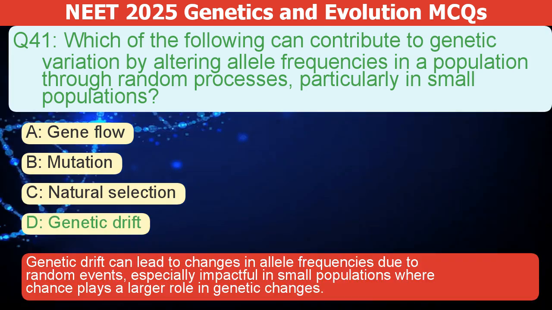Genetic drift causes allele frequency changes due to random events. This is especially important in small populations, where chance has a bigger impact on genetic changes.